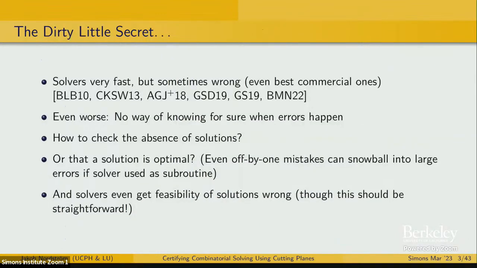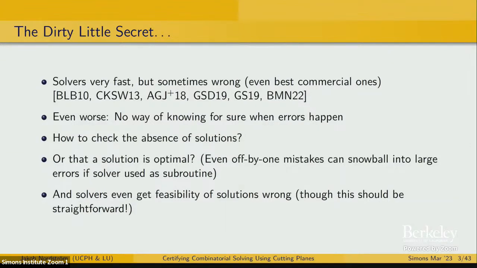With the one big caveat: how do we know that they give the correct result? In fact, we know that they don't. It's fairly well established in the literature that even the very best, most mature commercial solvers sometimes get the answer wrong. And we don't know when. Obviously, if they output a solution, you should be able to check feasibility, although solvers sometimes even get that wrong. So they output solutions that you can see are not solutions to your constraints.